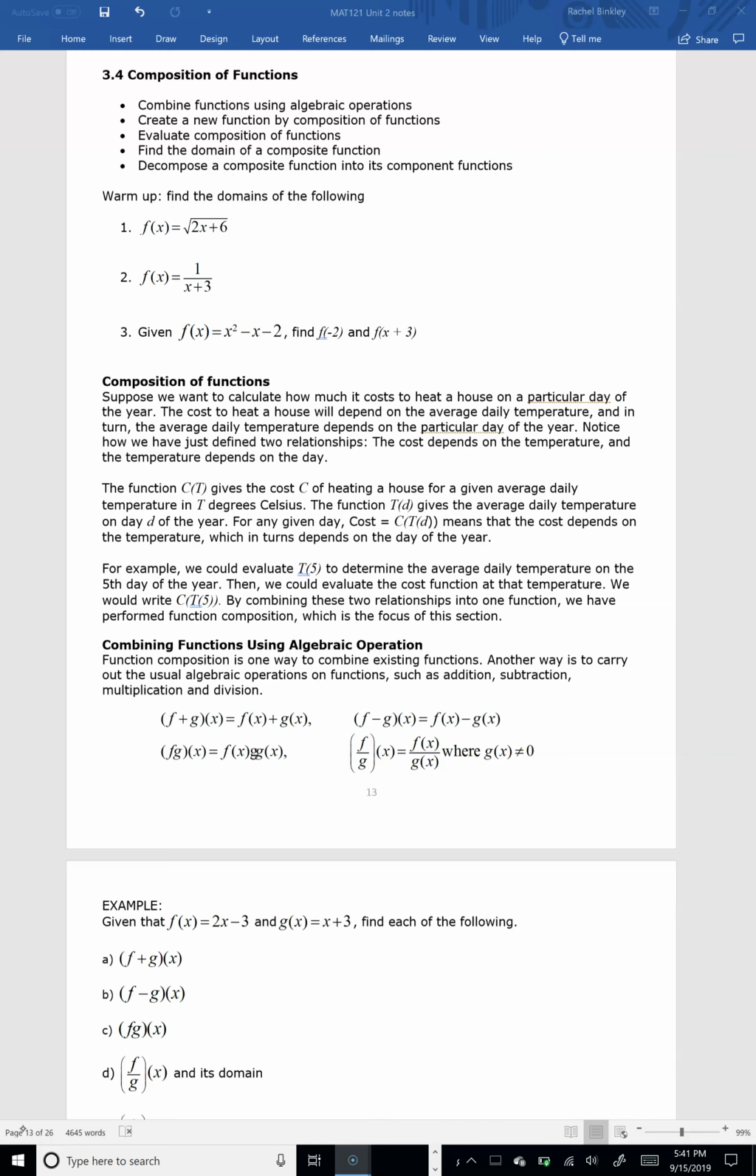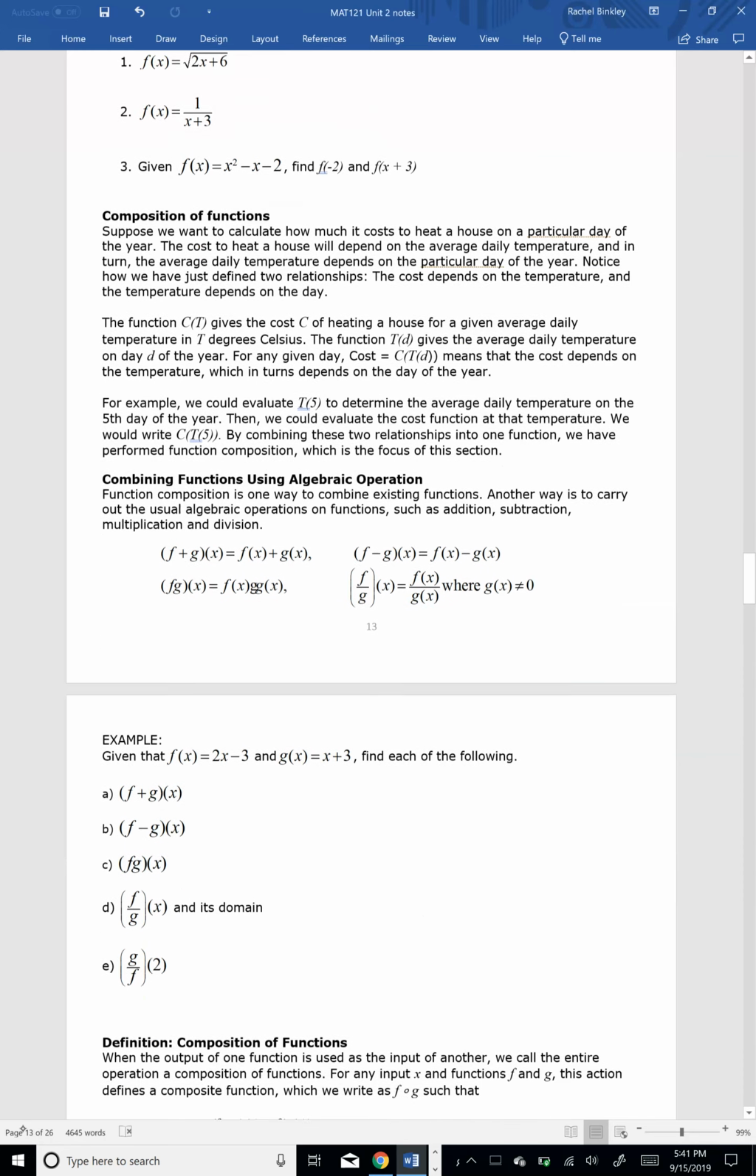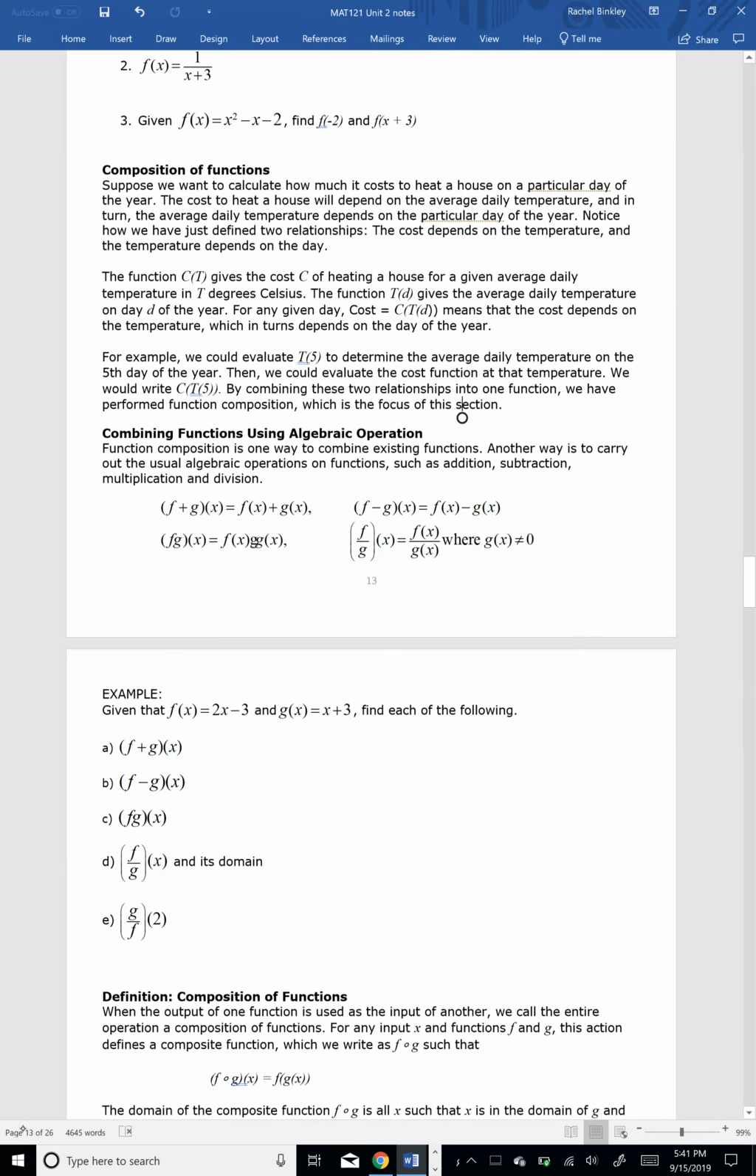This word problem is about trying to figure out how much it's going to cost to heat your house. But the amount of the thermostat that you need is dependent on the temperature outside. So those two things are two separate functions. So C of T is the cost of heating a house, and T of D is the average daily temperature. Okay, so T is degrees Celsius and D is day of the year.